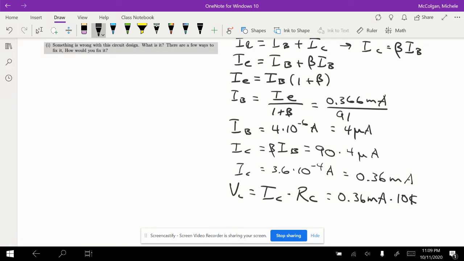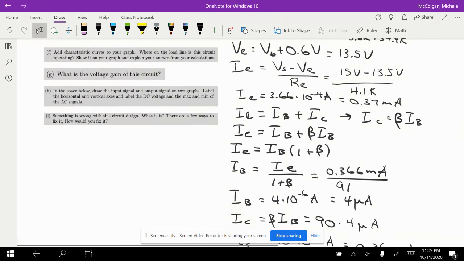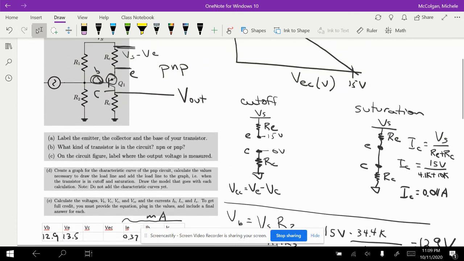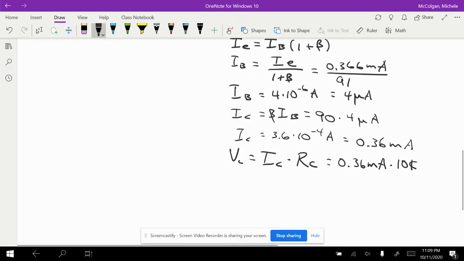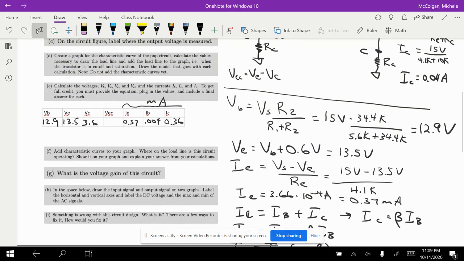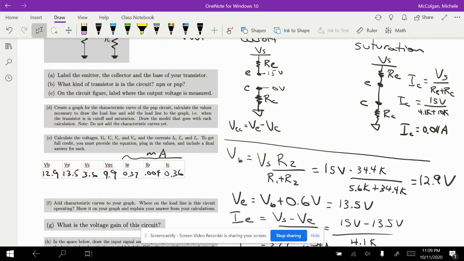And so we're going to end up with VC equal to 3.6 volts. And so VCE is going to be 13.6 minus 3.6. So we're going to get 9.9 for our VCE. So right here, if we go back, we need to add our characteristic curves and see where on the load line we are operating.